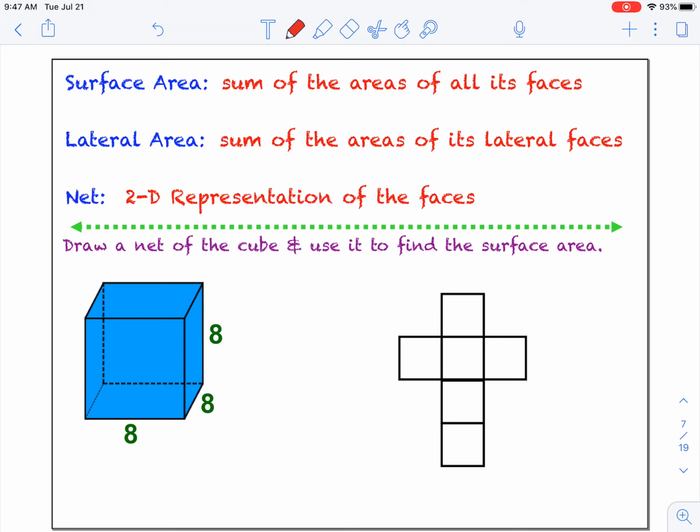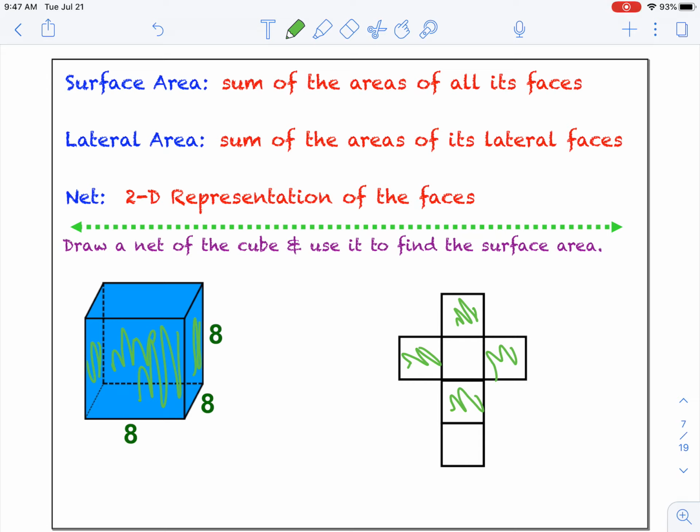The lateral area is just the sum of the lateral faces. So again, the lateral areas would be these 4: the front, the back, and the 2 sides. So that would be like this, the front, the back, and the 2 sides. And then the other 2 are the bases. The net is just the 2D representation of all of the faces.